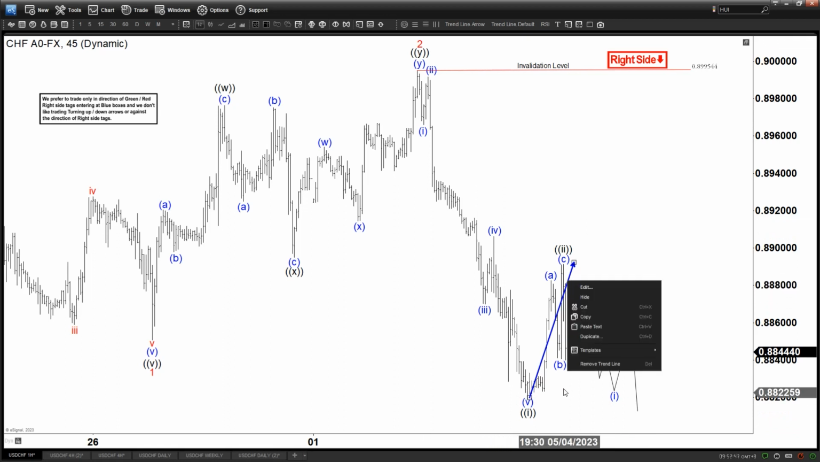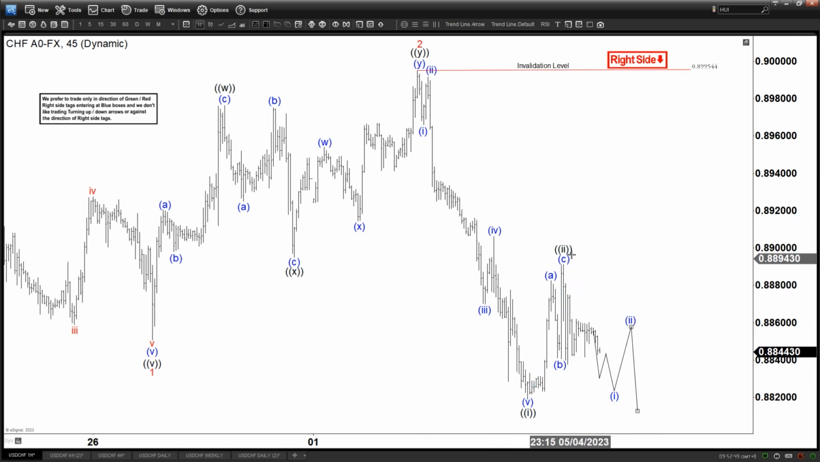Okay, now we are calling this wave 2 completed, which is the more aggressive view, because there is no reason to call for a double when the sequence is looking for more downside. We always call the most aggressive view in the direction of the sequence, right?